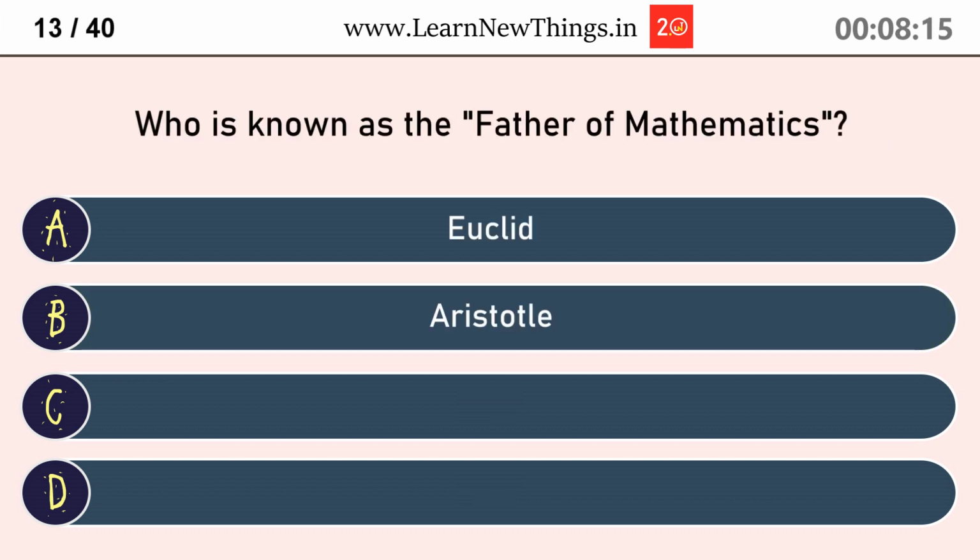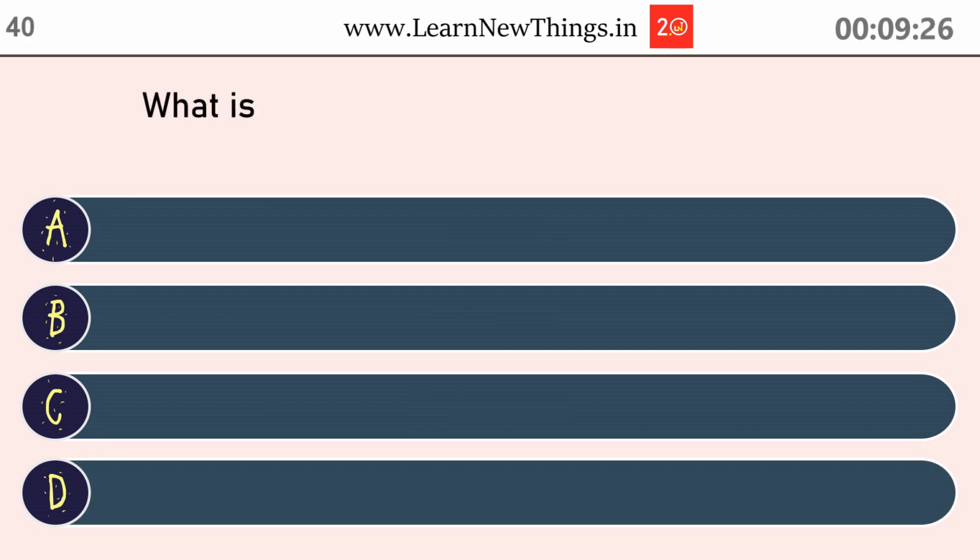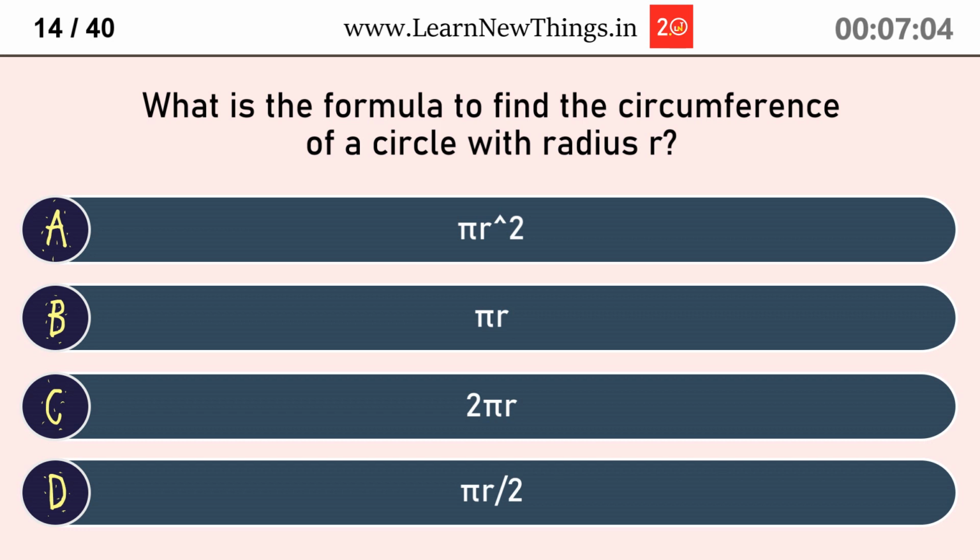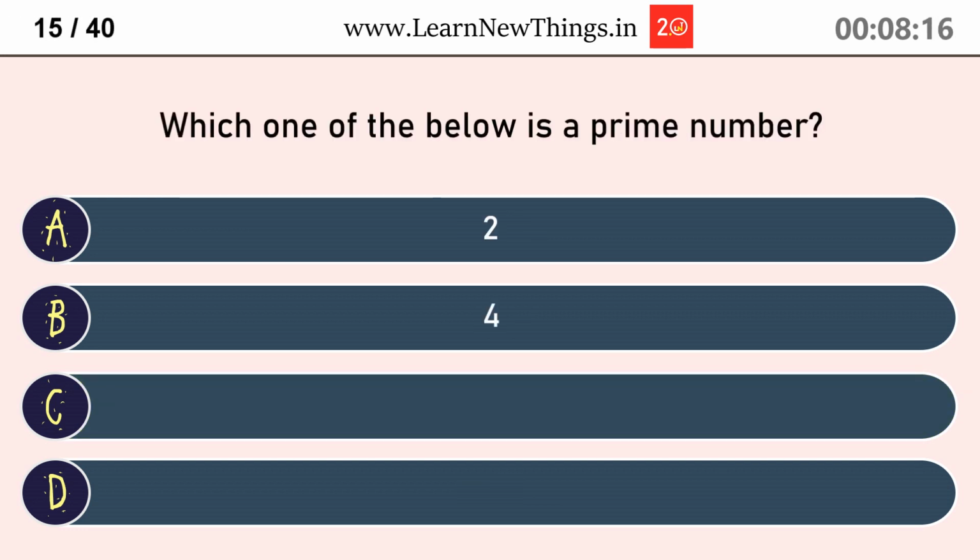Who is known as the father of mathematics? Archimedes. What is the formula to find the circumference of a circle with radius r? Two pi r. Which one of the below is a prime number? 2.